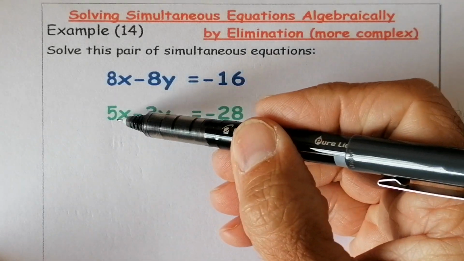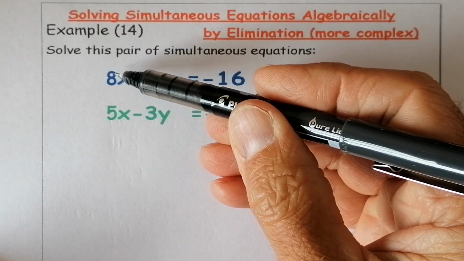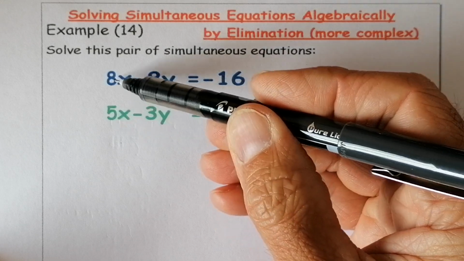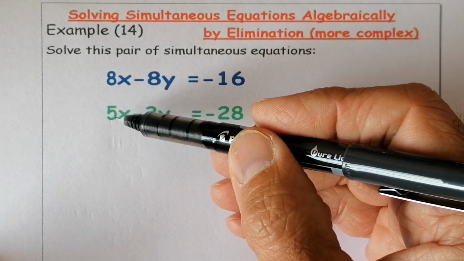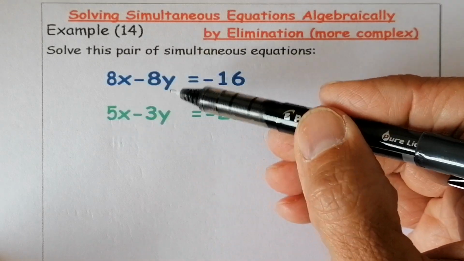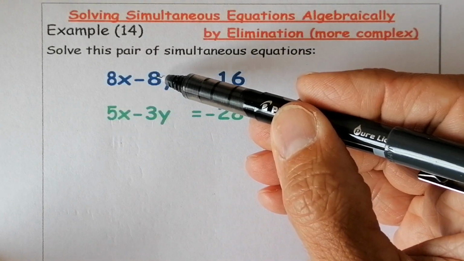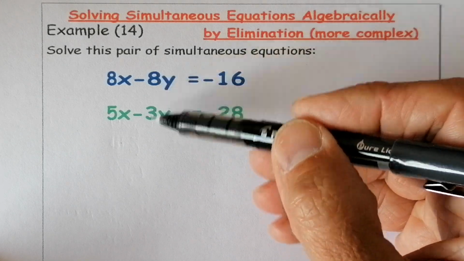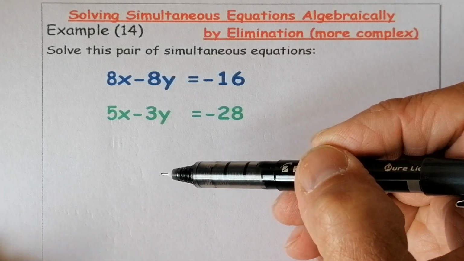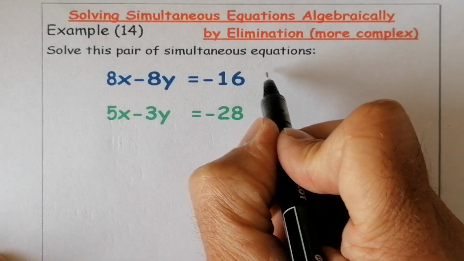So I've got options. I could multiply the top one by 5 and the bottom one by 8. And what that would do is it would give me 40s there, but I would need to multiply by one of them being a negative. Or I can multiply this one here by 3, this one here by 8, one of them being a negative, and I'd eliminate the y values that are going to be there. I'm going to do that.